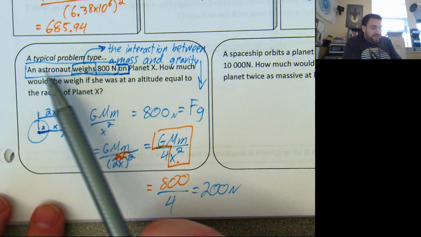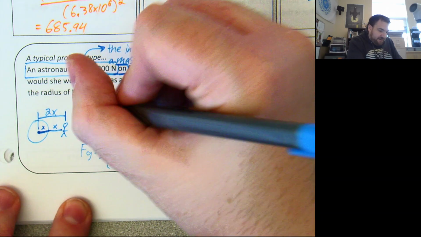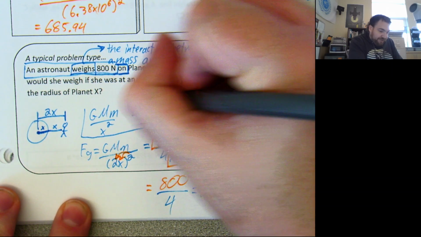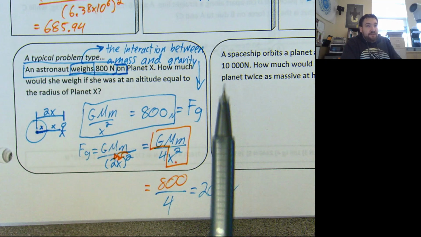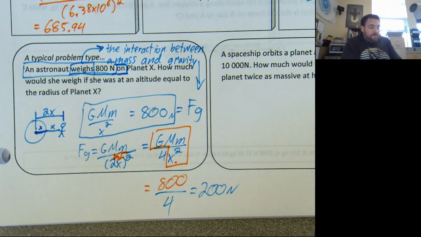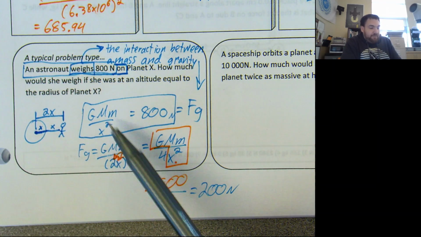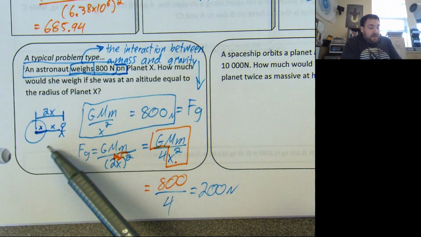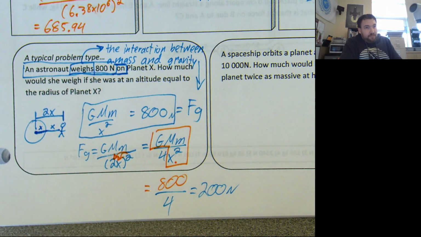So all of this, the fact that GMm over x squared is equal to 800, is packed into that first portion of that sentence. And we don't know any of these values, so we're just going to use variables for all of them, Mm over x squared. Then we're told to double it, and so that's where this came in. Does that help at all here, Day?